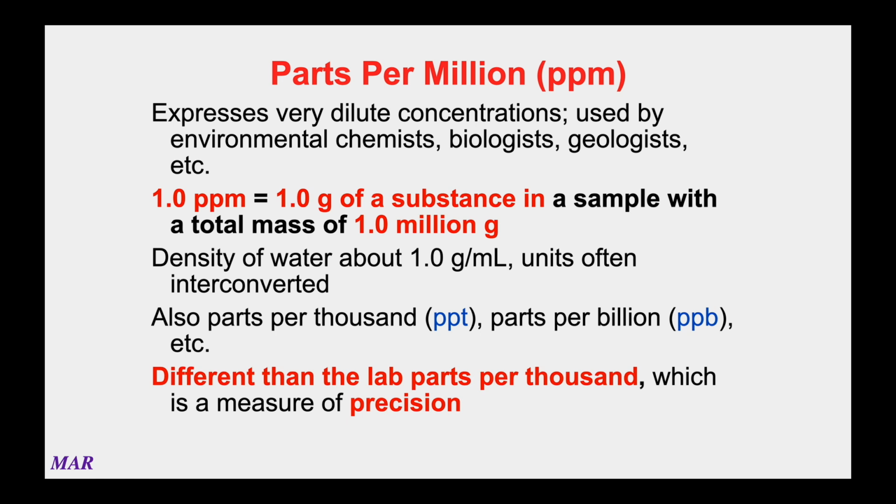This parts per thousand is different than the parts per thousand we use in lab. In lab, we use parts per thousand as a measure of precision, how close your measurements are. And the smaller parts per thousand means that your measurements are greater. This parts per thousand is more like a molarity, or a molality for that matter. It represents how much of a type of a solute is in the whole solution or solvent. Kind of cool.